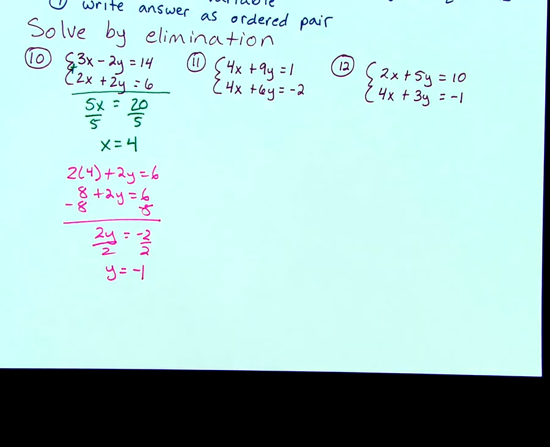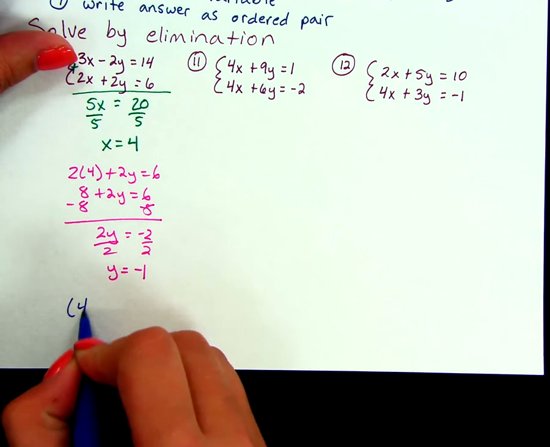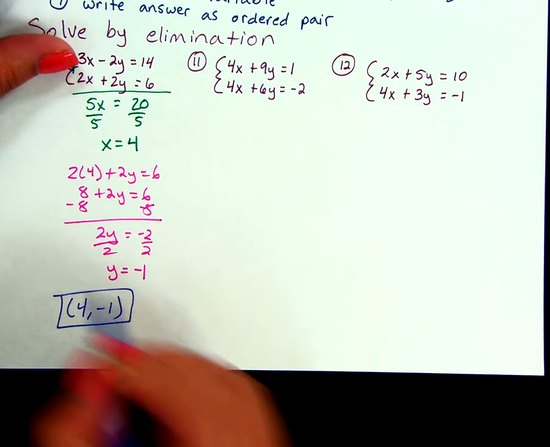And then our final step is to write our answer as a point. So 4, -1. Final answer.